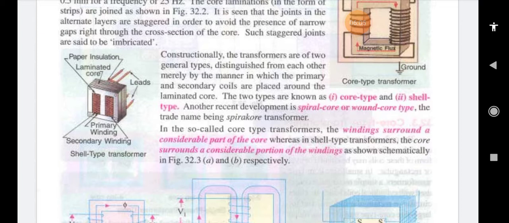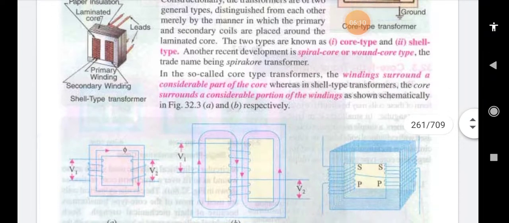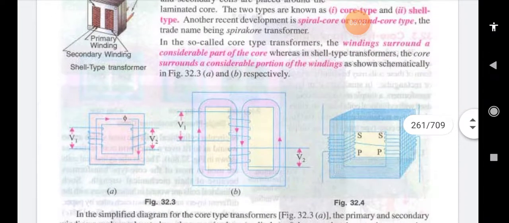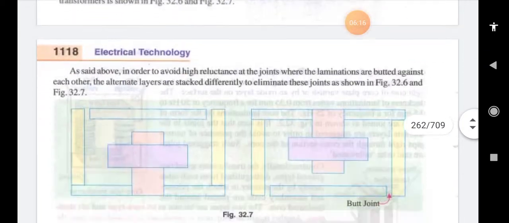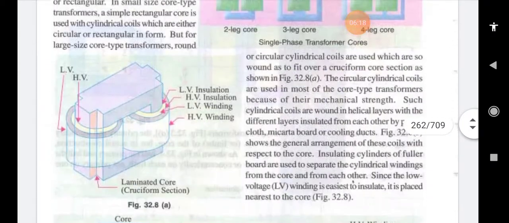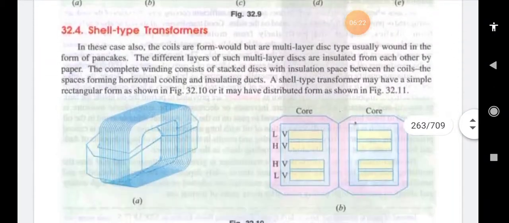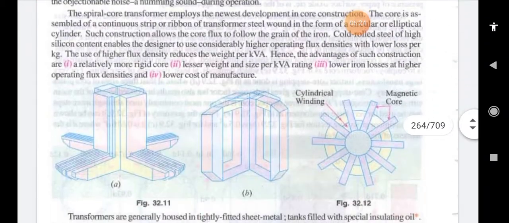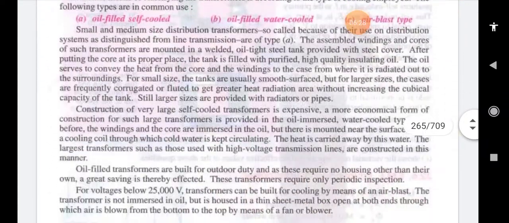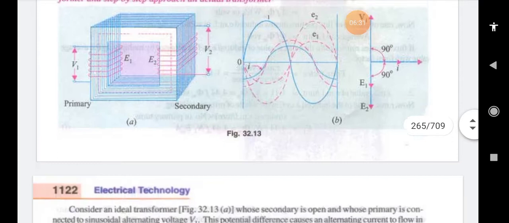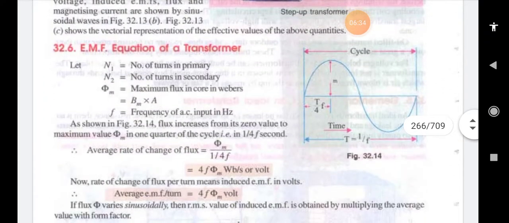Another recent development is the spiral core or wound core type. The trade name is Spirakore transformer. Now students, we will discuss the EMF equation of a transformer. Its derivation is also important as far as your semesters are concerned. So let us discuss directly the EMF equation of a transformer.